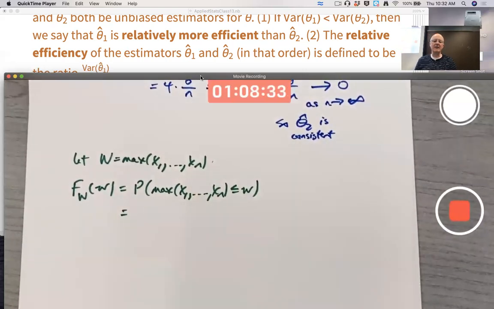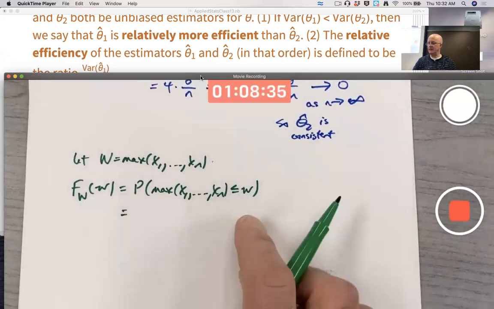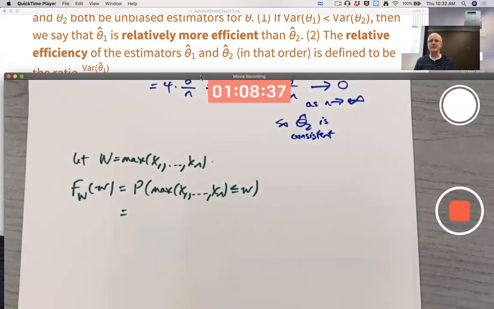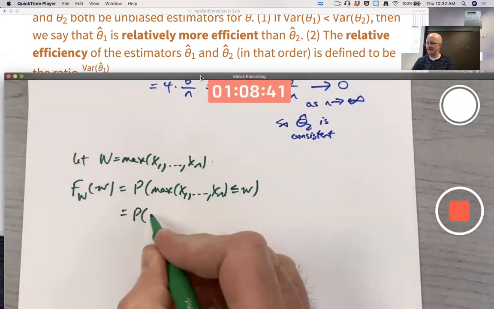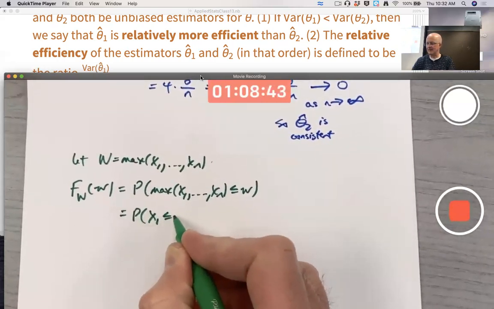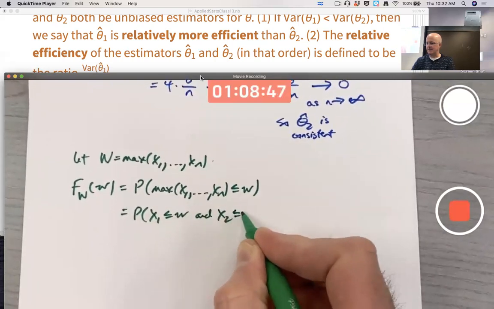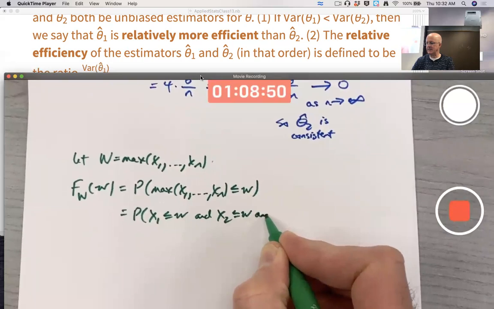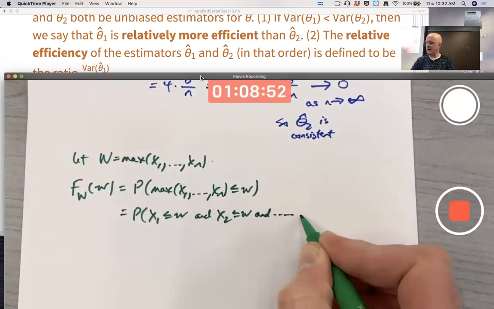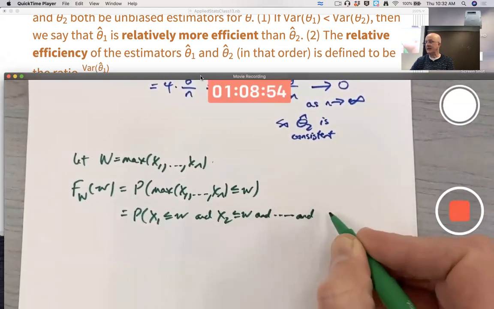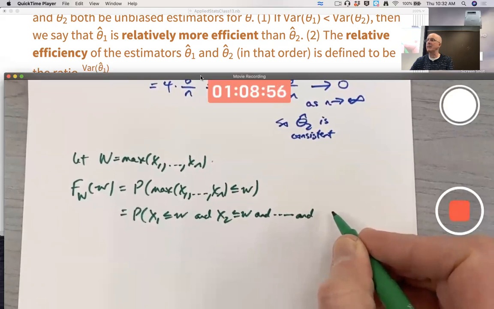If the maximum of n numbers is less than or equal to W, that means all the numbers must be less than or equal to W. Right? Does that make sense? If the biggest of a list of numbers is less than or equal to 10, then all the numbers have to be less than or equal to 10, because if any one of them were bigger than 10, the maximum would be bigger than 10.